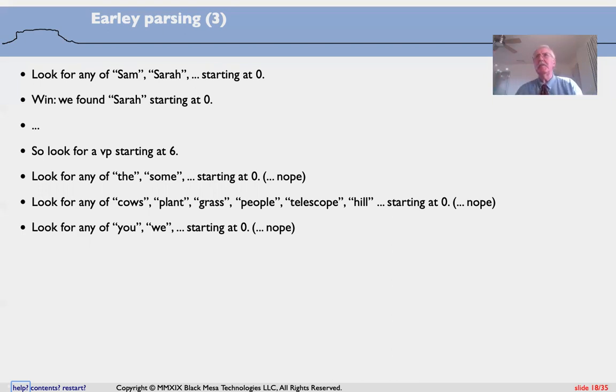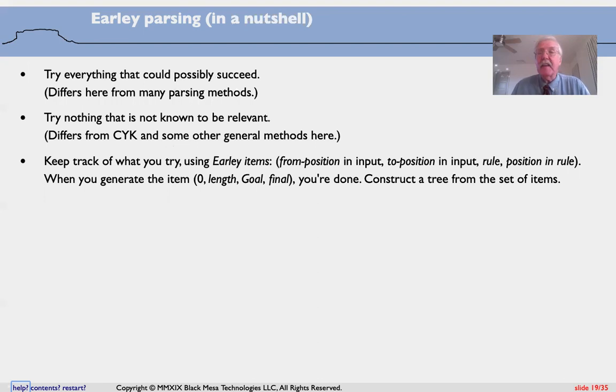And we have some unfinished business. We also have reminders to look for the words the or some, a determiner, or a noun, or a pronoun at offset 0. None of those work. They all are dead ends. The only thing we're looking for now is a verb phrase starting at offset 6, and so forth. And so it goes. In a nutshell, Earley parsing amounts to trying everything that could possibly succeed.